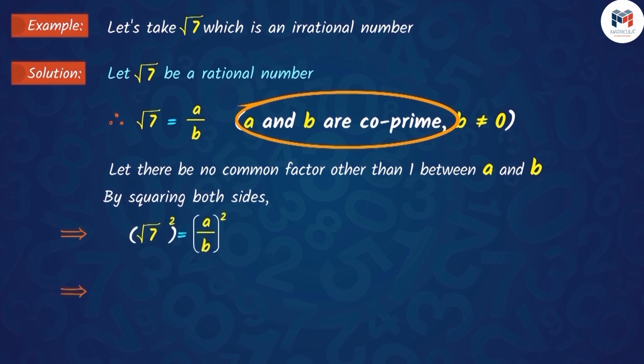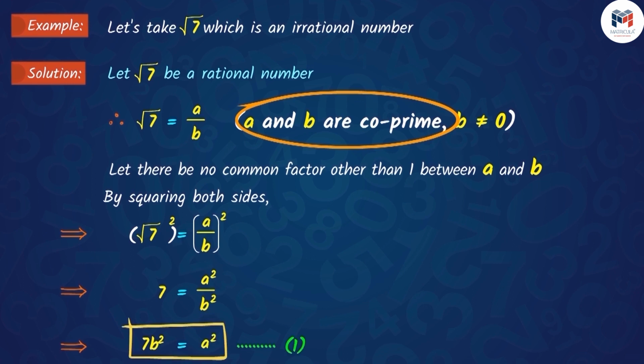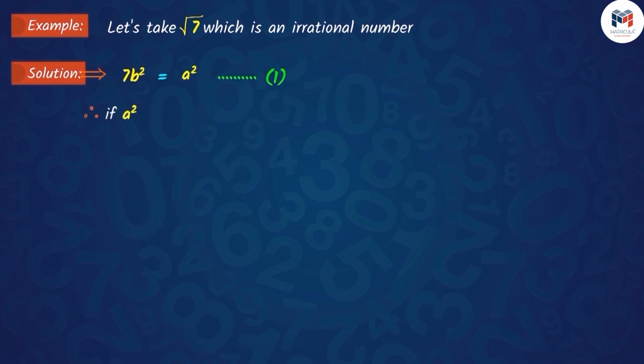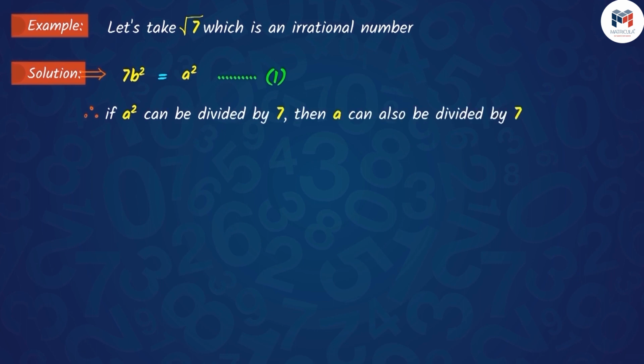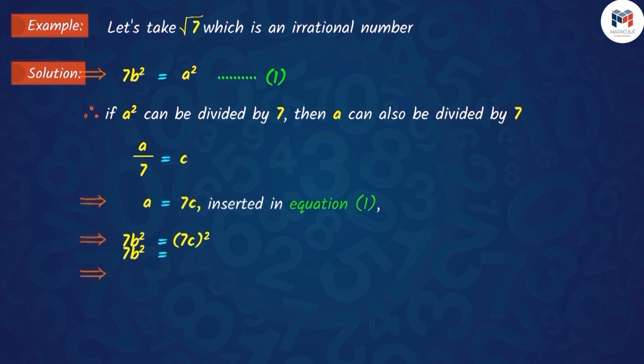By squaring both sides and rearranging, we get 7b square is equal to a square. That means that 7 divides a square. Therefore, 7 will also divide a. Suppose, when we divide a by 7, we get c as a quotient, where c is an integer. Putting the value of a in equation 1 and solving, we get b square is equal to 7c square.